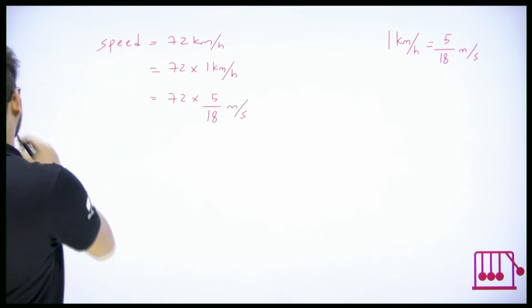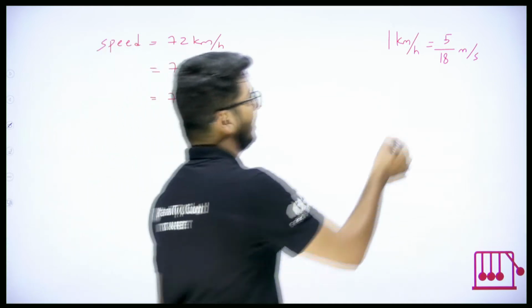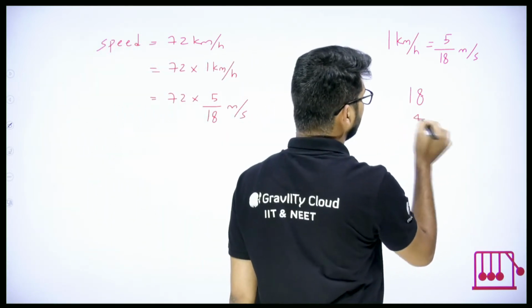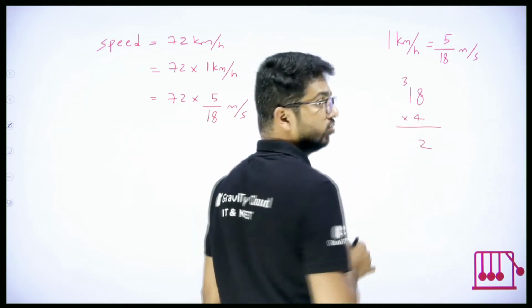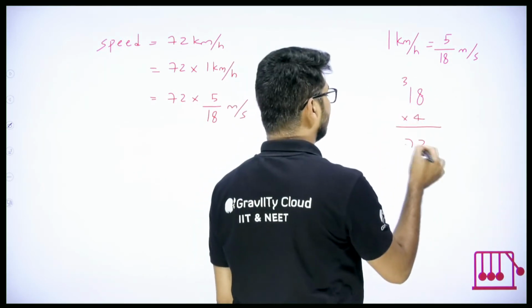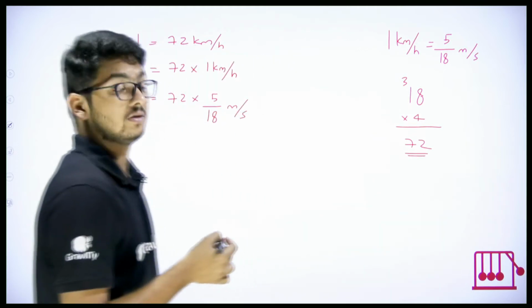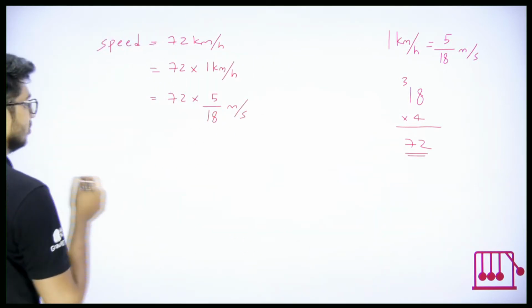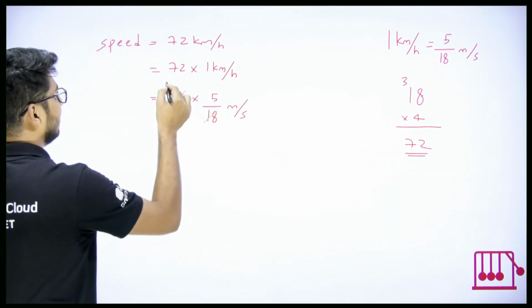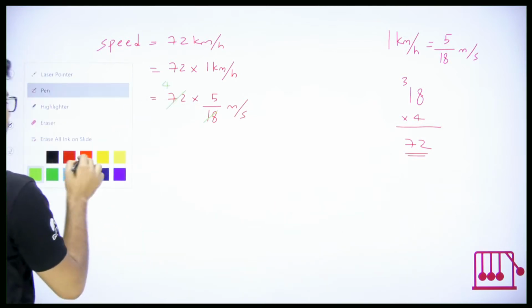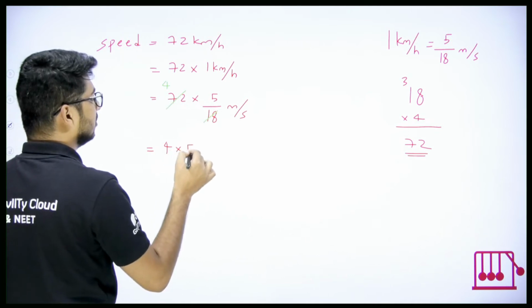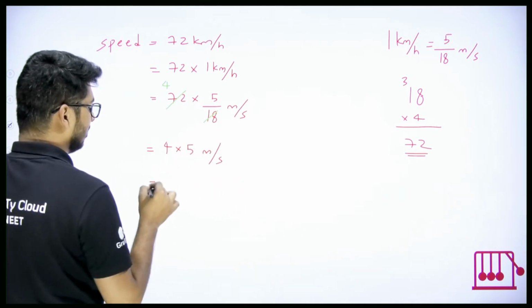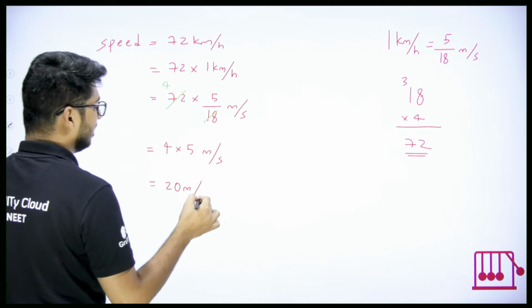Then, when we do the calculation, look at this. 18 into 4. 8 4s are 32. 3 carry. 4 into 1, 4. 4 plus 3 is 7. 72. Yes or no? That means if I do the cancellation, 18 4s are 72. So what is remaining? 4 into 5 meter per second. What is 4 into 5? 20 meter per second.